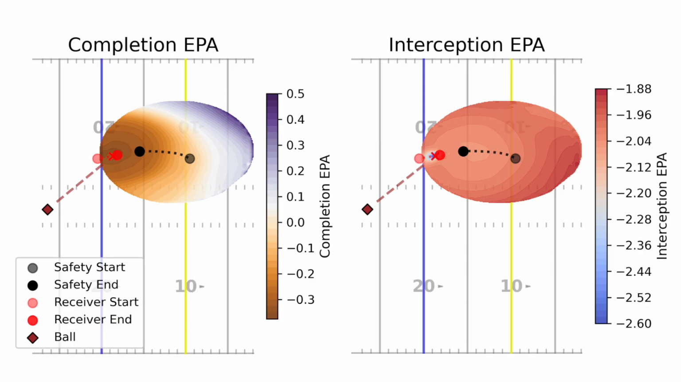Interception EPA highlights the paths that maximize turnover probability, which generally form in small, precise regions near the ball's landing point. Together, these two components combine to create the overall EPA heat map shown earlier. Let's look at two plays that show how these decisions play out on the field.